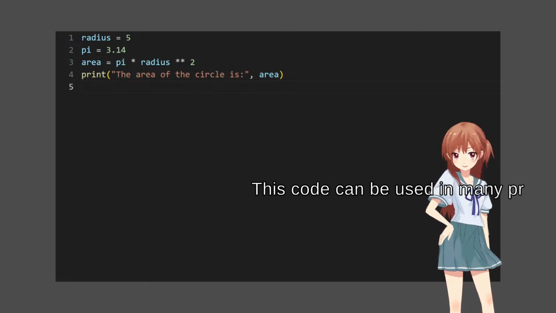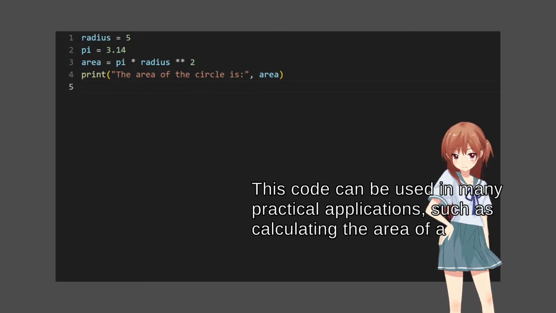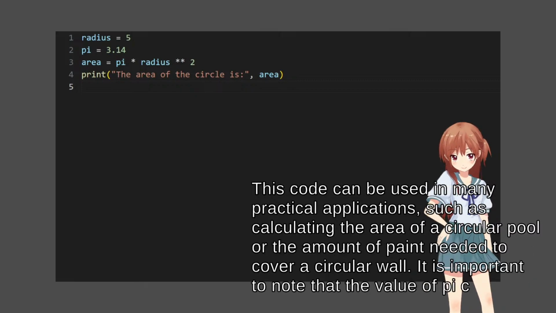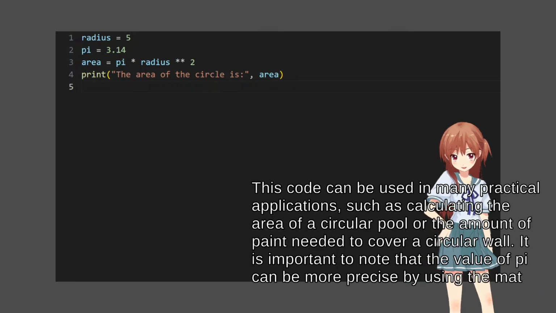This code can be used in many practical applications, such as calculating the area of a circular pool or the amount of paint needed to cover a circular wall. It is important to note that the value of pi can be more precise by using the math module in Python.